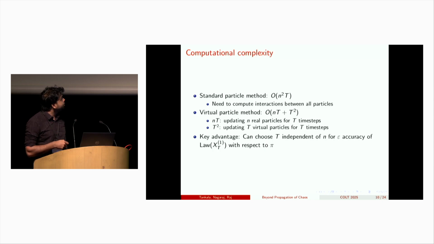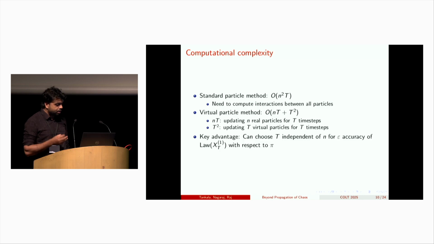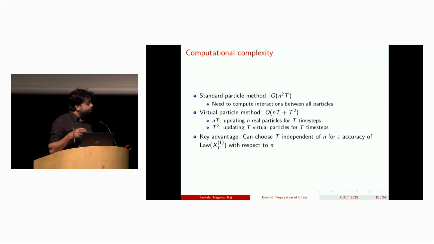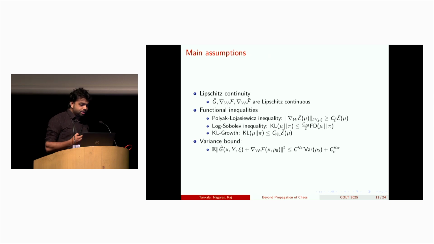The computational complexity of this algorithm is nT plus T squared, as compared to the propagation of chaos bound, which is n squared T. And conditioned on the witness path, at the end of the T iterations, we still get independent particles.